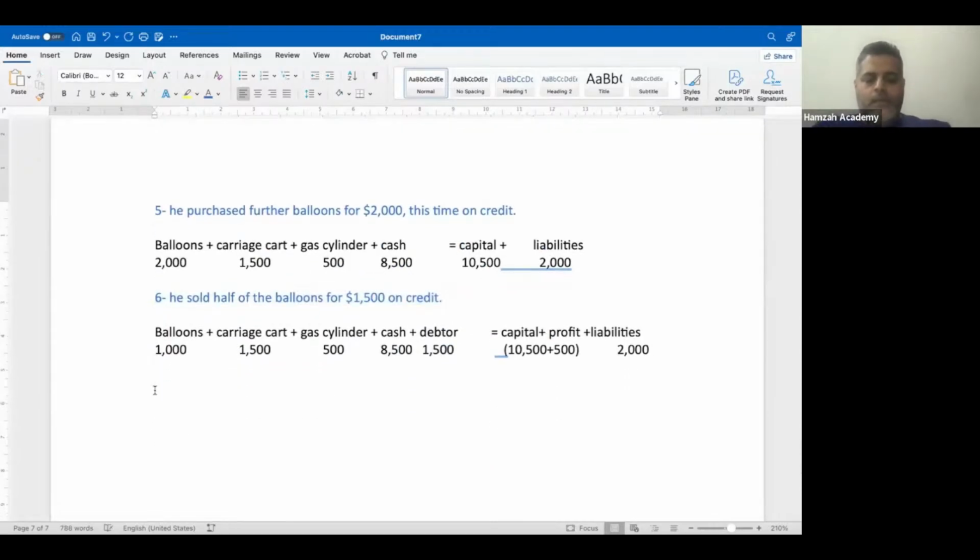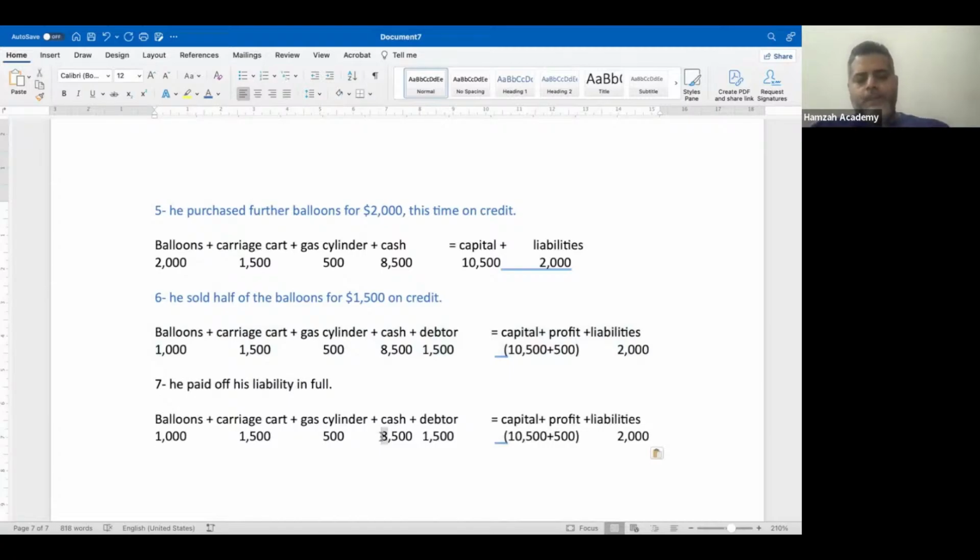Then, point number 7, he paid off his liability in full. Now, he paid off his liability in full. That is, he was supposed to pay this 2,000, so he just paid this 2,000. So now what will happen?